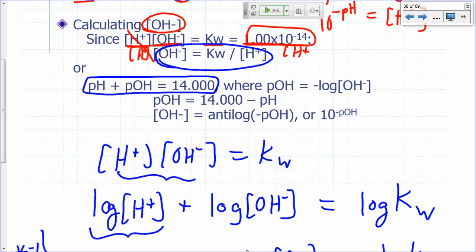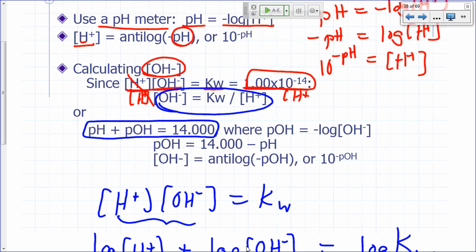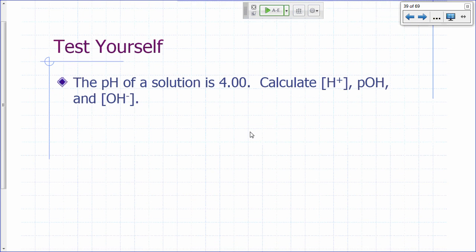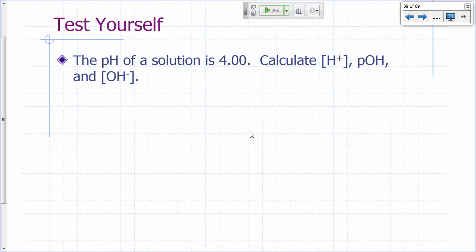So if I know my pH, I can solve for pOH easily. All I do is subtract pH from 14. And then if I know pOH, then hydroxide will just be the antilog of negative pOH. So let's illustrate that with some calculations here. Let's say the pH of a solution is 4.00. What is my H plus?